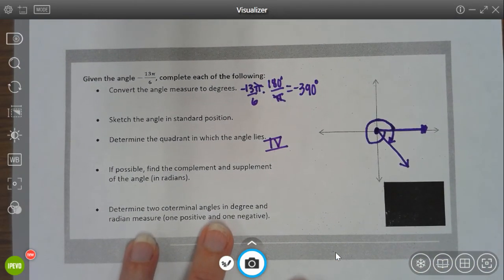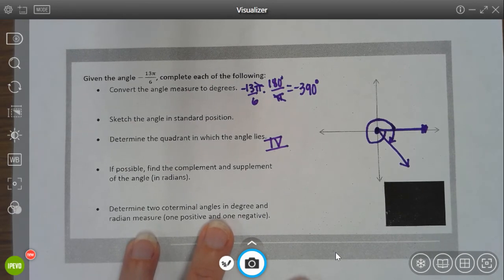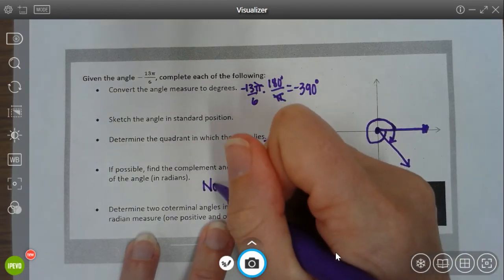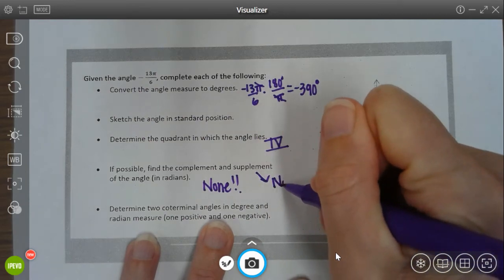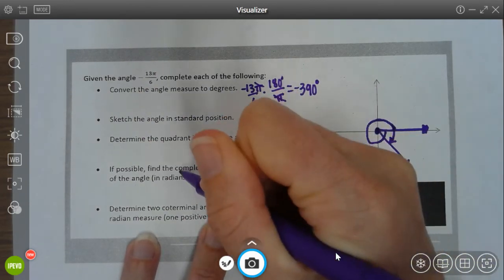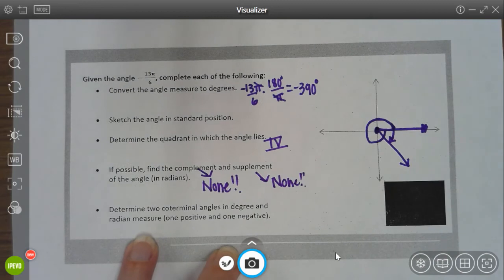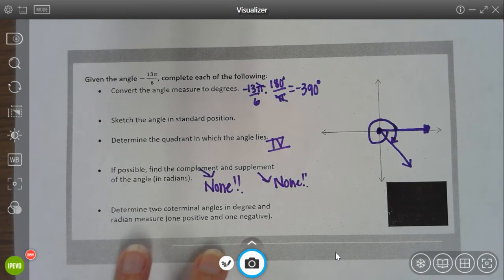Notice that this angle was negative. Remember, by definition, complements and supplements both have to have positive angle measures. So right away, since the angle's already negative, I know it can't have a complement or a supplement. So no complement and no supplement because my original angle was negative. But we have the examples from up above to review how to find complements and supplements.